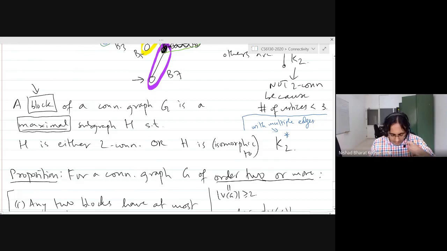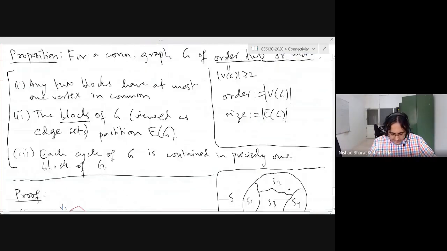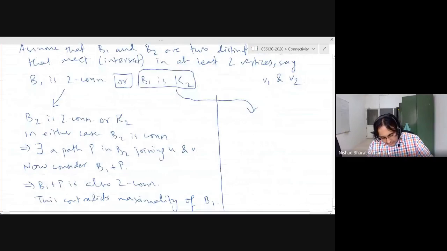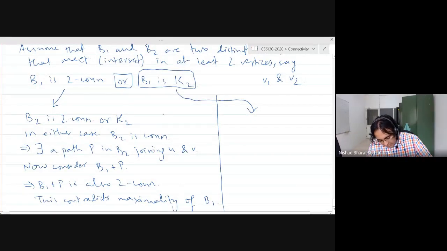Okay. So I will just write down, this is for multigraphs. But if we are dealing with simple graphs, then you would just get a contradiction. Another way to think about it is to do exactly what Samuel did. Again, use the same argument. Basically, you use the same argument. B2 is still 2 connected or K2.